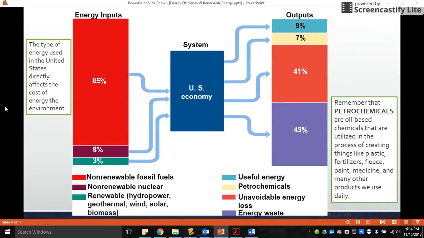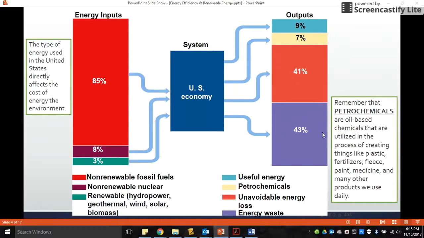So here is a beautiful graph. So our energy inputs are over here. Notice how we have 85% of non-renewable resources, and remember that non-renewable resources are super cheap, and they typically have a pretty high net energy yield, especially in comparison to our renewable energy resources. Then it's going to be put into the United States economy, and then our outputs are over here.